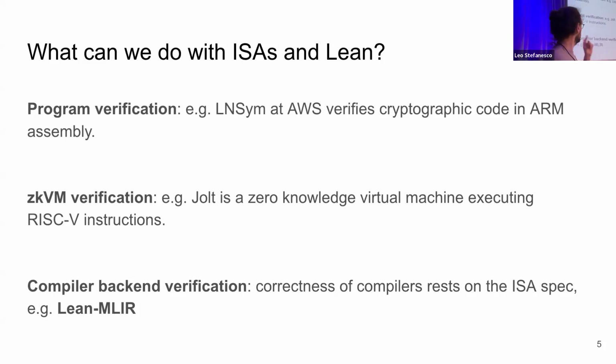So a ZKVM is like a virtual machine that, in this case, executes RISC-V instructions. But not only does it compute the result, it also computes a witness that you can check to verify that the result is correct and comes from actually running the program on the inputs. And it's faster than actually running the program. So it's used in the Ethereum blockchain.